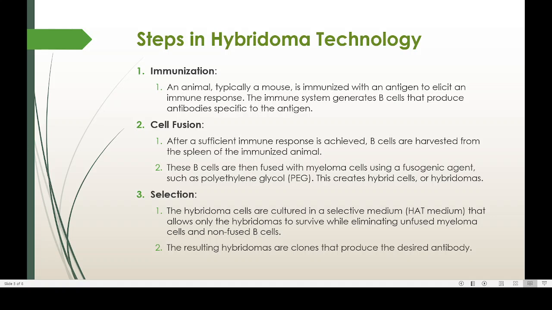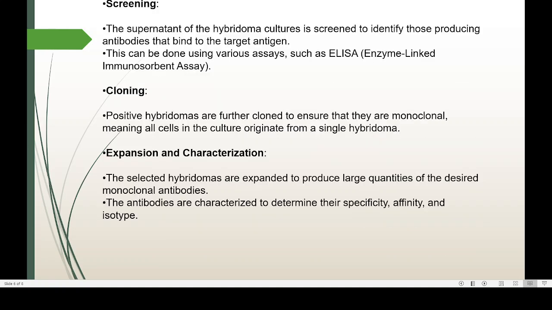So the hybridoma cell will have two features. One, to produce antibody. Second, they will be able to multiply indefinitely. So that is the third step in hybridoma technology. Then the fourth step is screening. The supernatant of the hybridoma culture is screened to identify those producing antibody that can bind to the antigen.